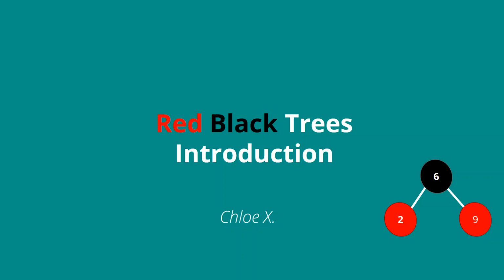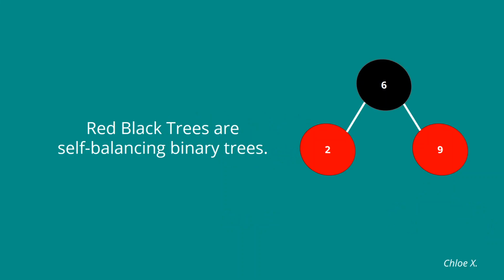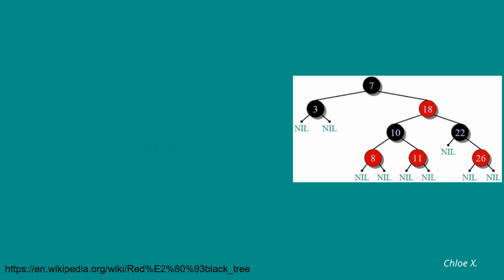Hi everyone! Today I'm giving a short introduction to red-black trees. Red-black trees are a type of self-balancing binary tree, often first taught about in data structures courses. Red-black trees must follow a set of rules in order to maintain balance.